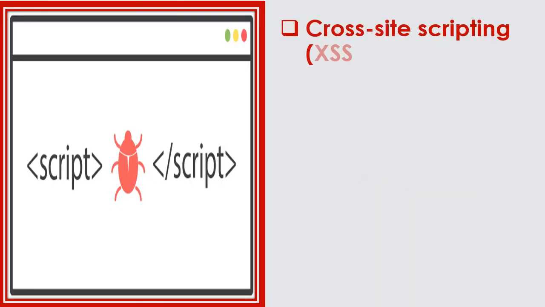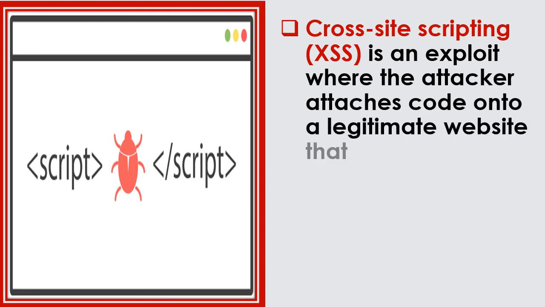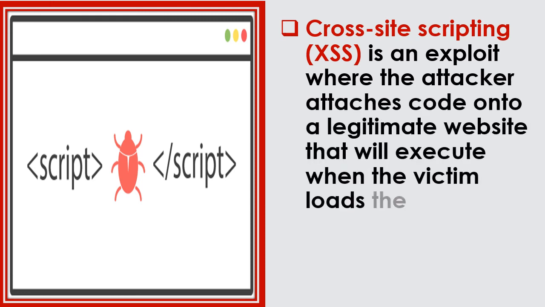Cross-site scripting, XSS, is an exploit where the attacker attaches code onto a legitimate website that will execute when the victim loads the website.